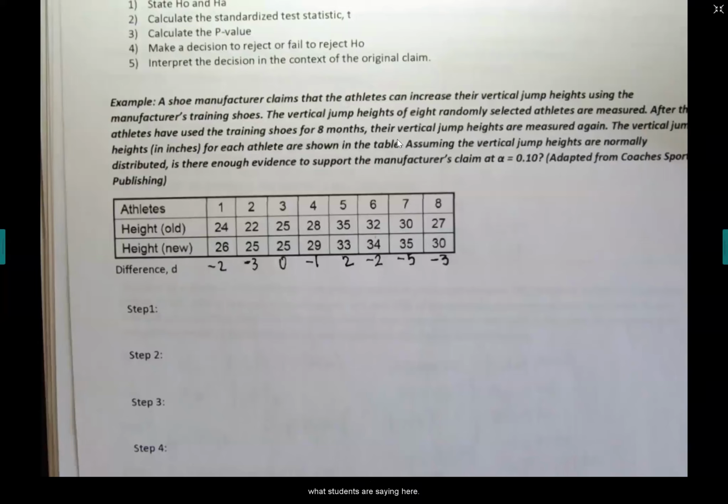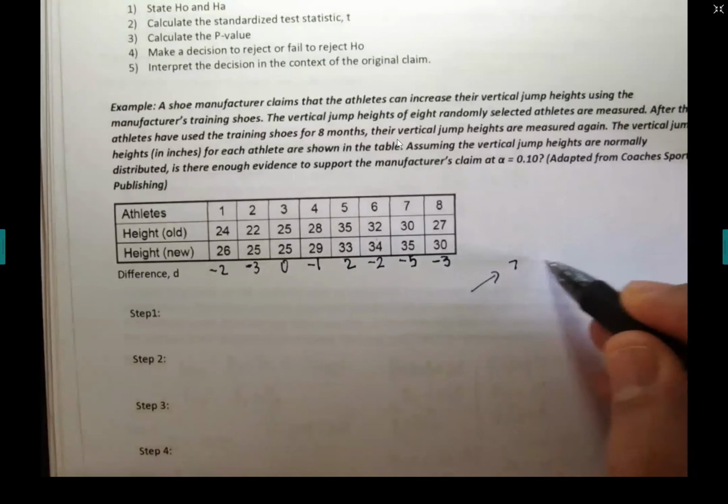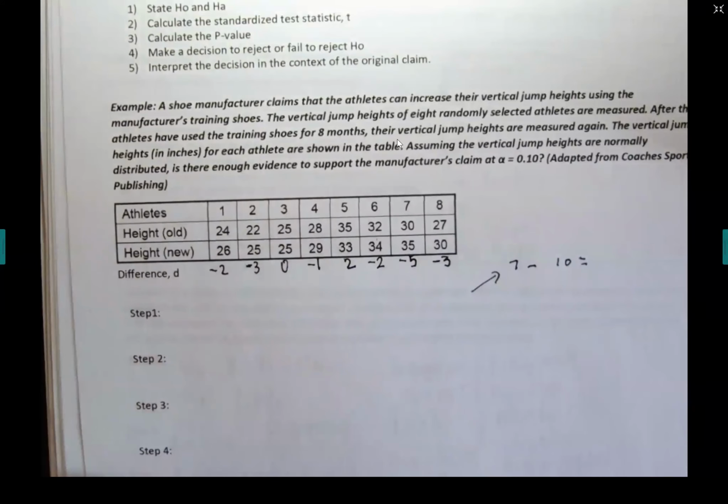So let me see what students are saying here. It is increasing. Well, if it is increasing, what do you expect the difference to be? I know this is a little bit confusing here. Yes, I agree. It's increasing. But when something increases, let's say it goes from 7 to 10, what's the difference, guys? Is it positive or negative? I want you to agree it's negative. It's the total opposite. Yes. So an increase means the difference is negative.